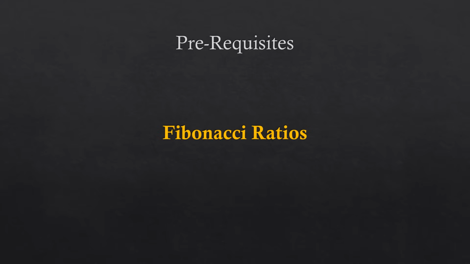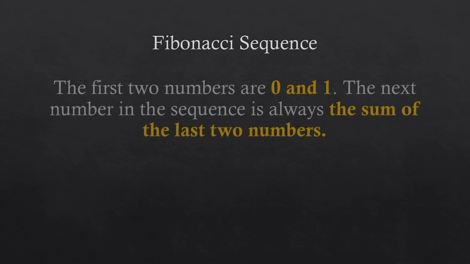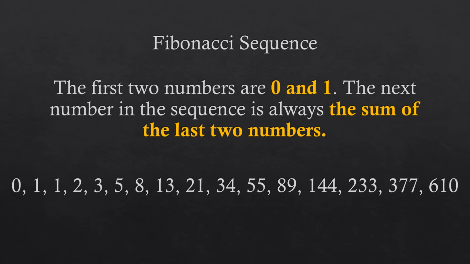The Fibonacci ratios come from the Fibonacci sequence, which is very straightforward. The sequence starts with the number 0 and the number 1. To know the next number in the sequence, we always sum the last two numbers. For example, the third number in the sequence is the sum of the first and second numbers, which equals 1. The fourth number is the sum of the second and third numbers, which equals 2, and so on. That's all there is to the construction of the Fibonacci sequence.